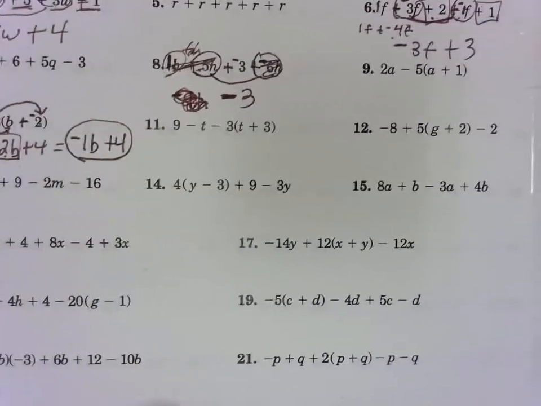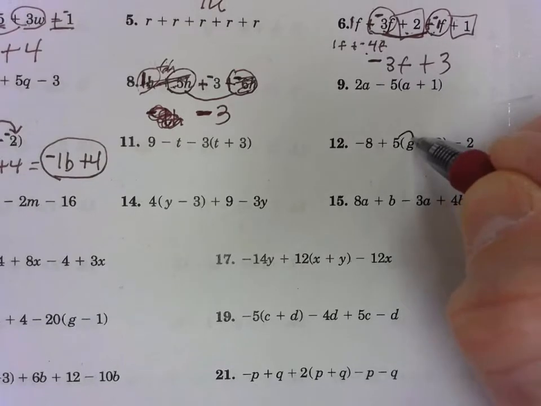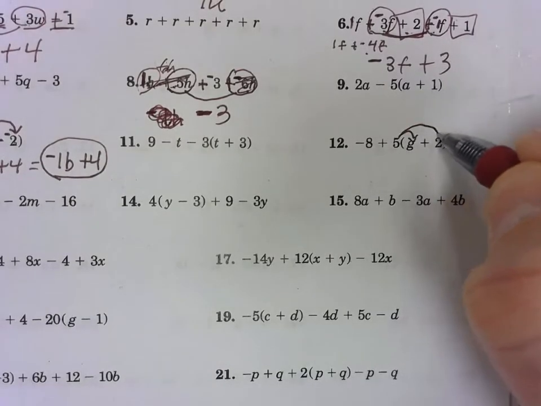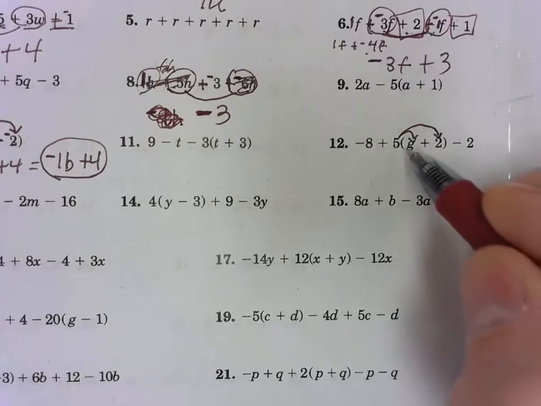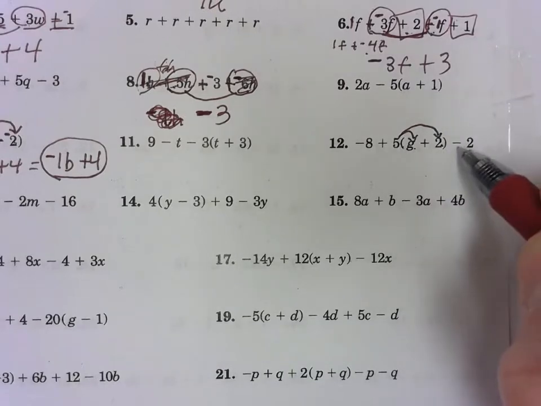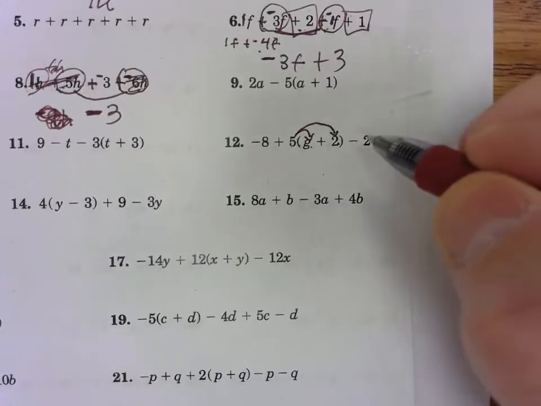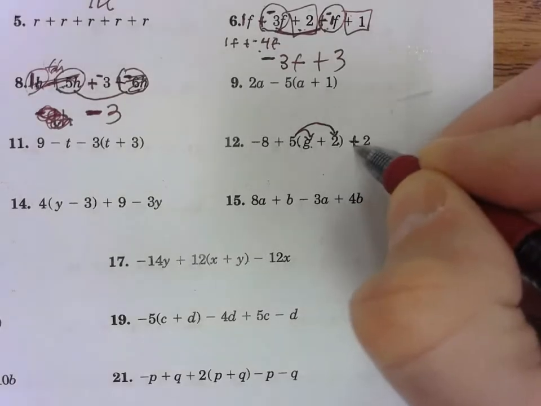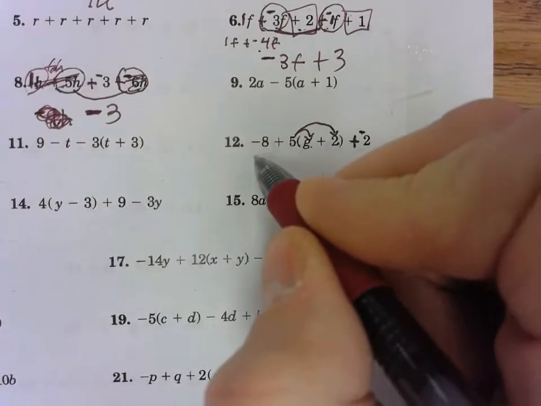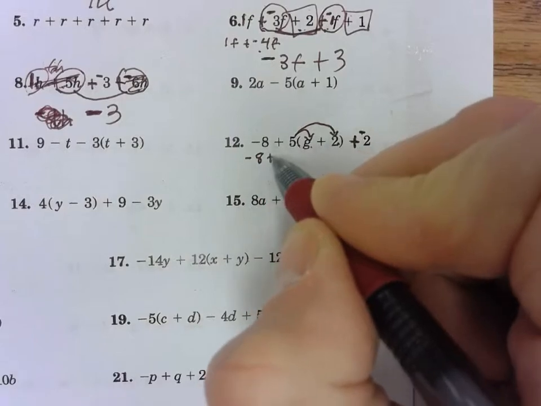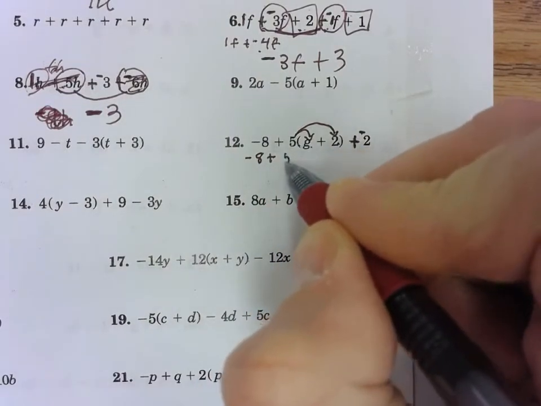Alright, let's go to number 12. 5 times g, 5 times 2. Okay, I'm doing my distributive property there. And then I'm going to take that right there, and make that a little plus negative. Do my little additive inverse on that. Okay, so I got negative 8 plus 5 times G is 5G.